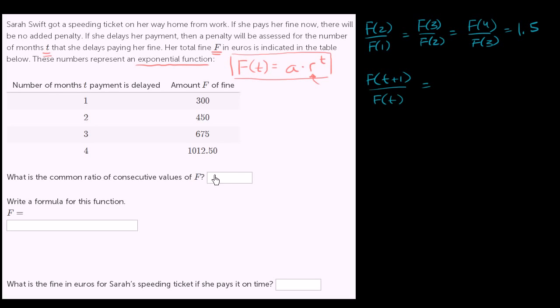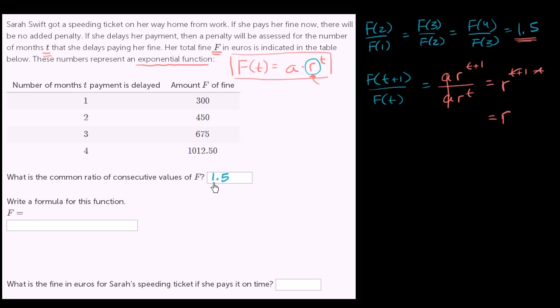And just to make it clear why this r right over here is called the common ratio, let's do this general form. So f of t plus 1 is just going to be a times r to the t plus 1 power. And f of t is a times r to the t power. So what is this ratio going to be? This is going to be r to the t plus 1 minus t, which is just equal to r to the first power, which is just equal to r. So this variable r is going to be equal to this common ratio.